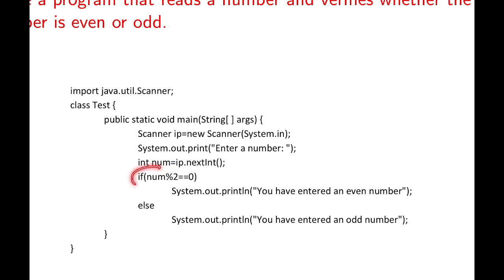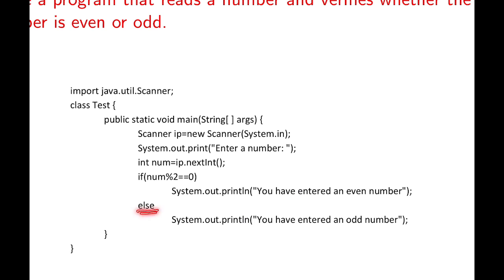Now if num modular division 2 equal to 0, that means if this Boolean expression results true, then this is going to be executed. System.out.println, you have entered an even number, and that means it displays you have entered an even number on the screen.